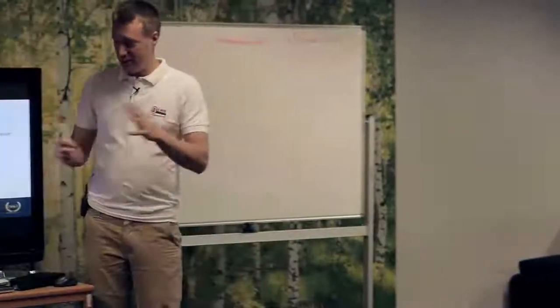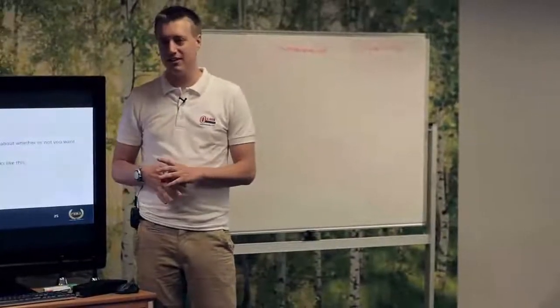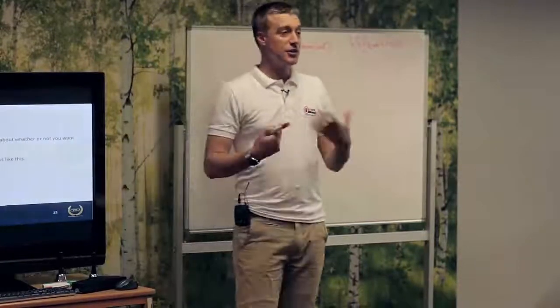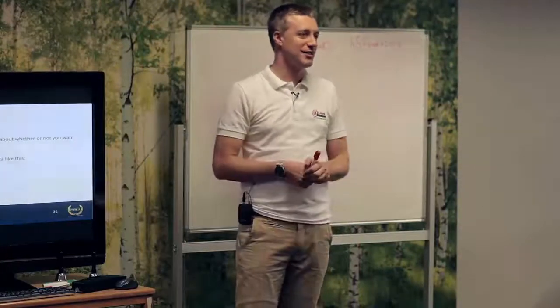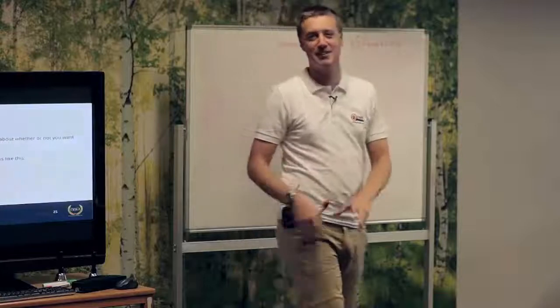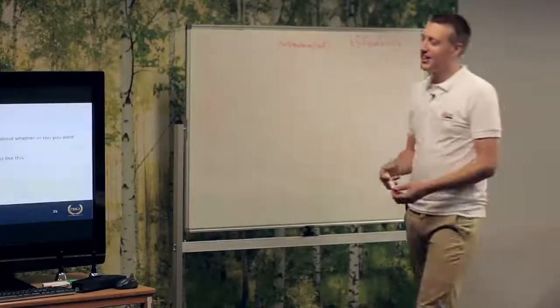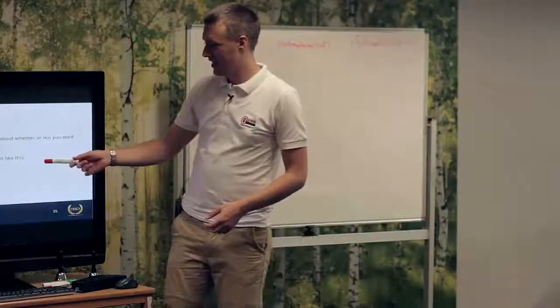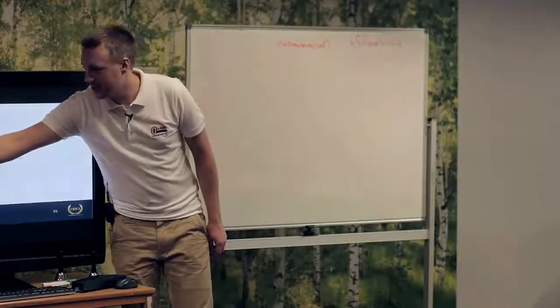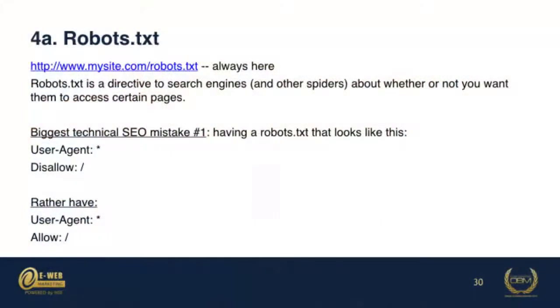This is the biggest technical SEO mistake. Biggest. You want to rank in Google, but you won't let Google access your site. Very, very big mistake. And it's funny, but it happens a lot. So if you have a robots.txt and it has a statement like this, user-agent * disallow /, what that means is it's telling Google, you're not allowed to access my website.